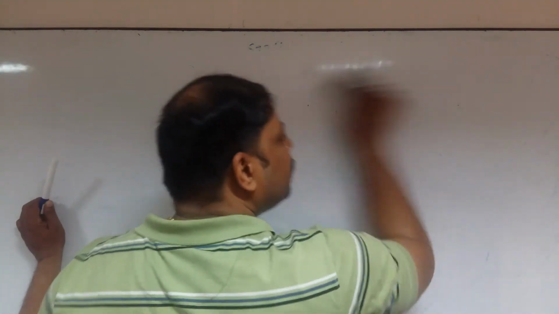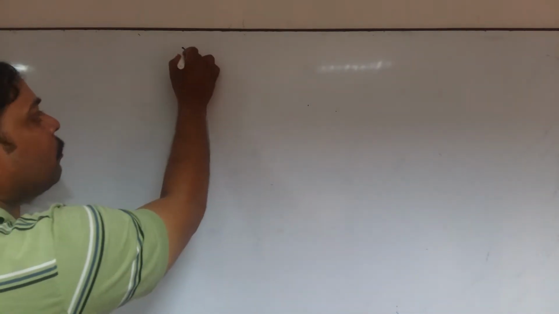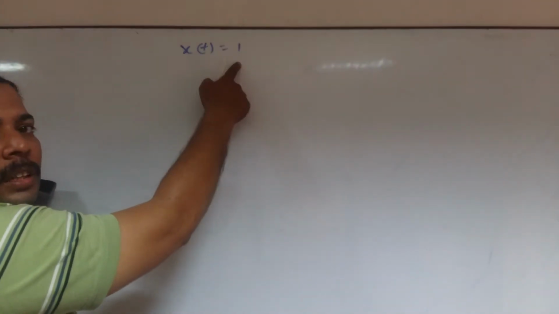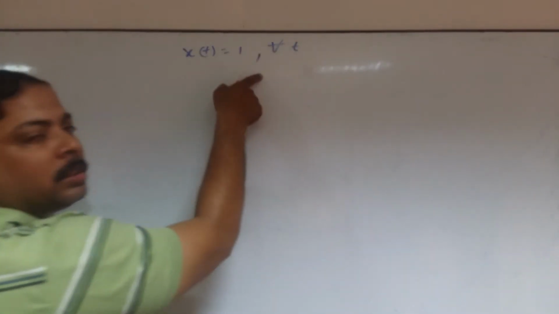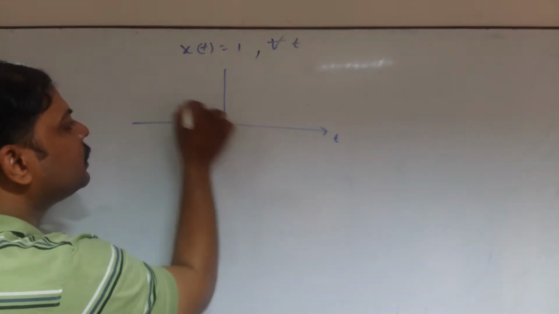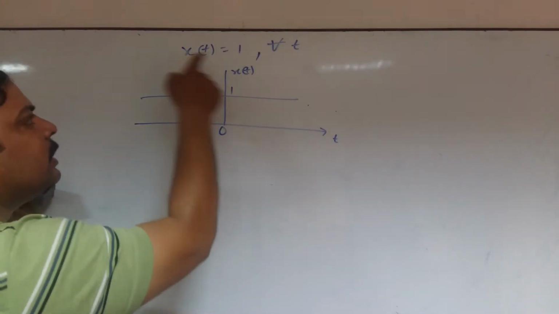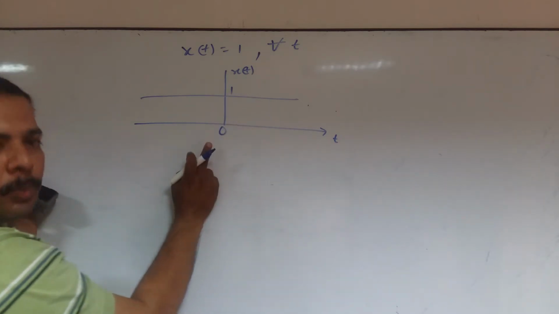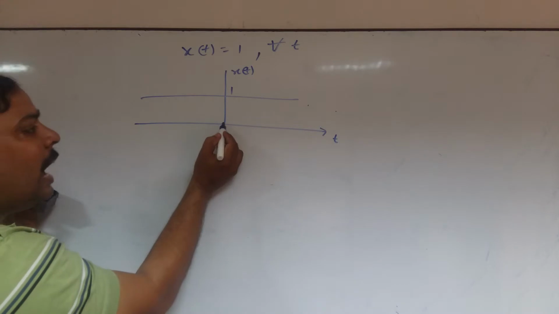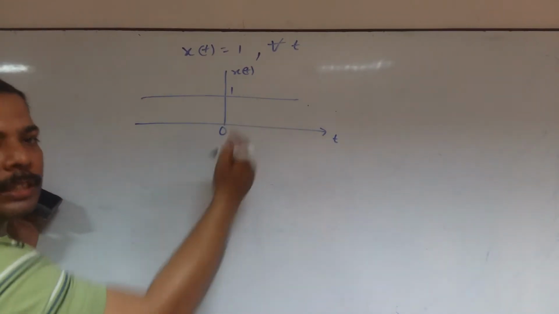Let us take a constant function. Let us consider this constant is 1. Suppose I want to plot x(t) is equal to 1. This means x(t) is equal to 1 for all t. So which will be the plot? The plot is this. This is your x(t) is equal to 1. That is, for every time this value is 1, and at 0 also the value is 1. So this is a constant function with respect to time.